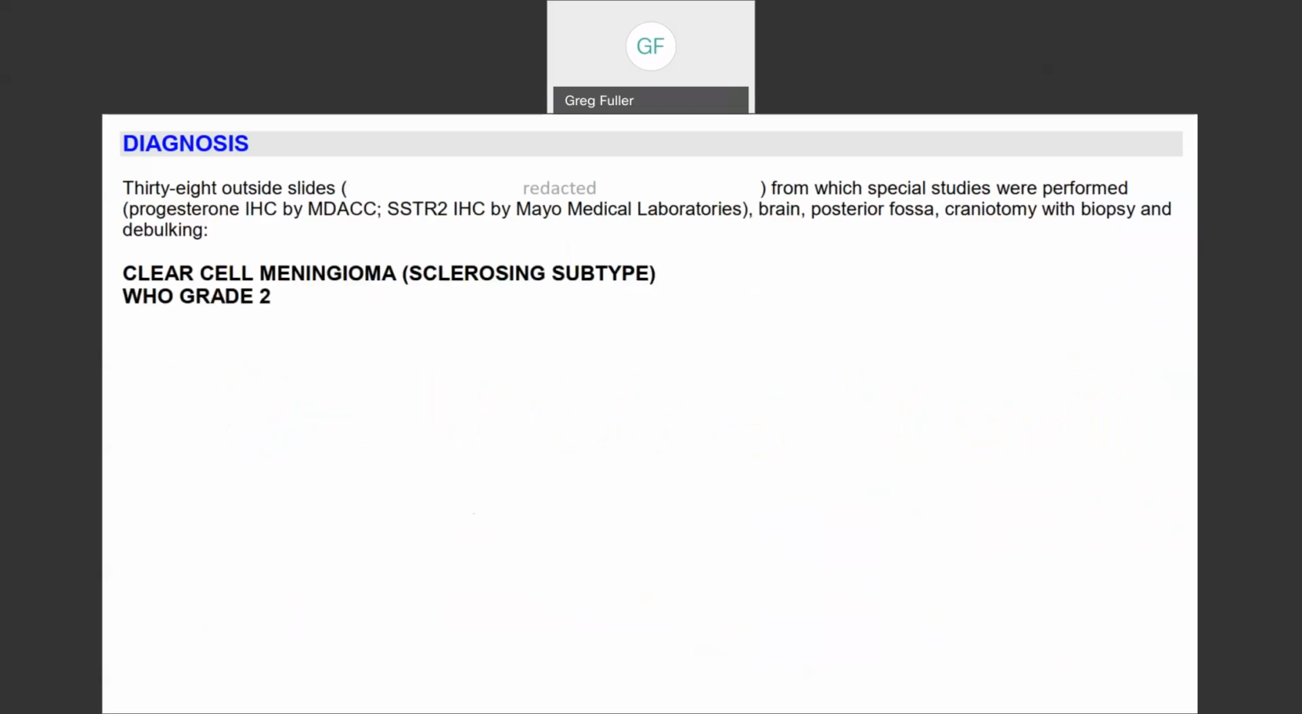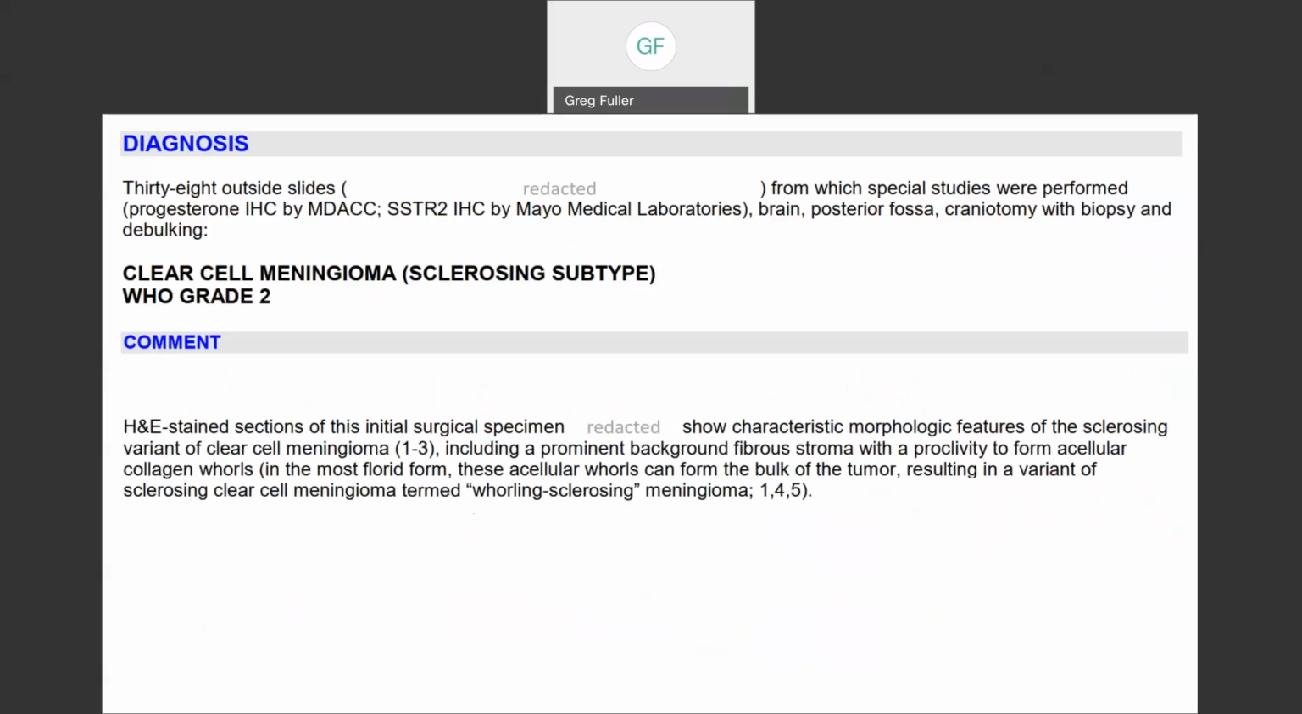Here's how I handled this case. It's an outside case, a number of slides from which special studies were performed: PR IHC at MD Anderson, SSTR2 IHC at Mayo Medical Labs. We outsourced it. Brain, posterior fossa, craniotomy biopsy, debulking. Clear cell meningioma, sclerosing subtype. I thought it was important to put that in there. WHO showed grade 2. That is what I bottom line in the diagnosis section. Right there it is. Okay, now we can go to the comment.